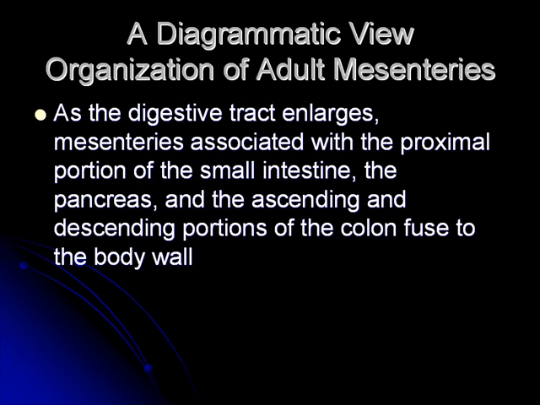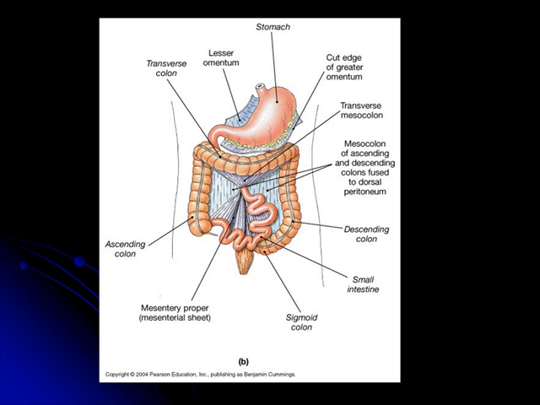A diagrammatic view of the organization of the adult mesentery demonstrates that as the digestive tract enlarges, mesenteries associated with the proximal portion of the small intestines and the pancreas and the ascending and descending portions of the colon fuse to the body wall. This is an illustration taken out of your textbook which demonstrates some of the mesentery to which we refer. Here is the lesser omentum. This is a cut edge of the greater omentum.